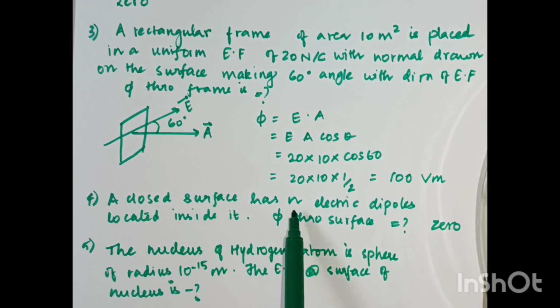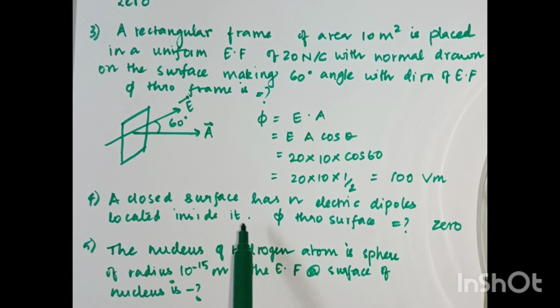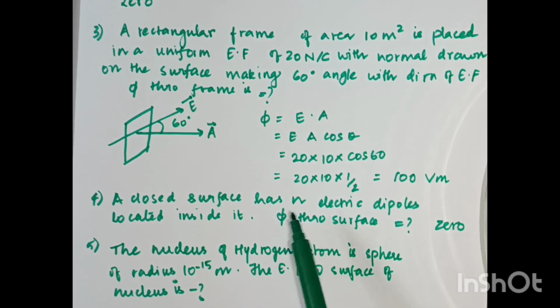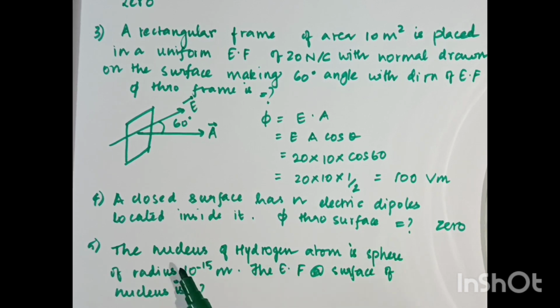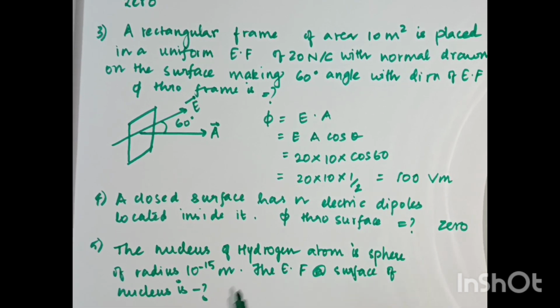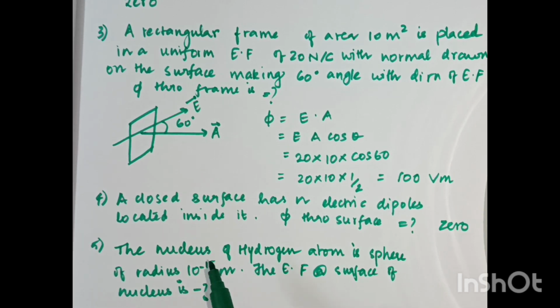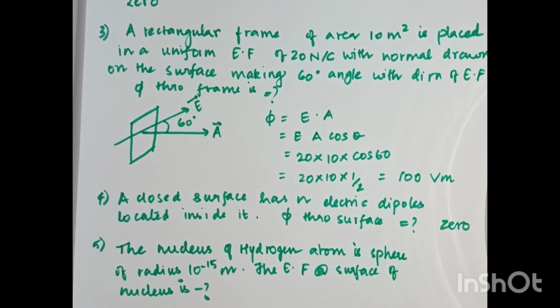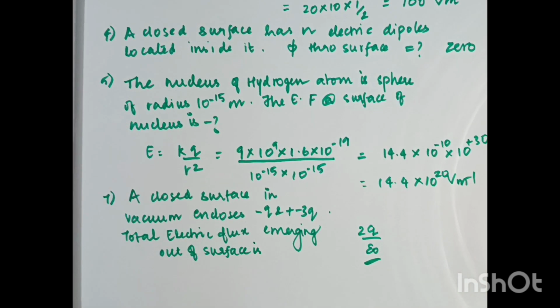A closed surface has n electric dipoles located inside it. Flux through the surface? If there is one dipole or n number of dipoles, one positive charge and one negative charge will be there. So the net charge inside the closed surface will be 0 only. So there is no flux. So the answer is 0. Let us see this question.